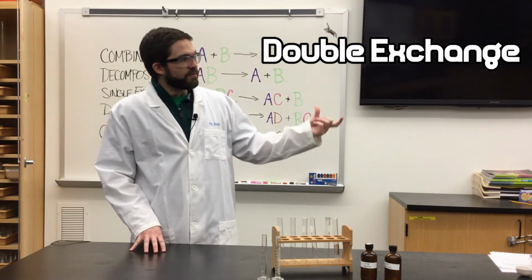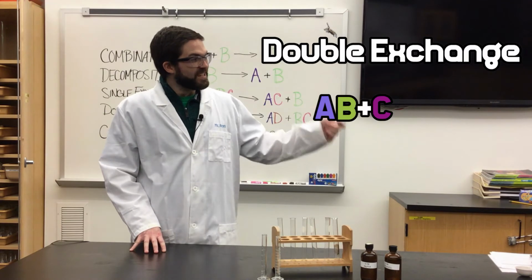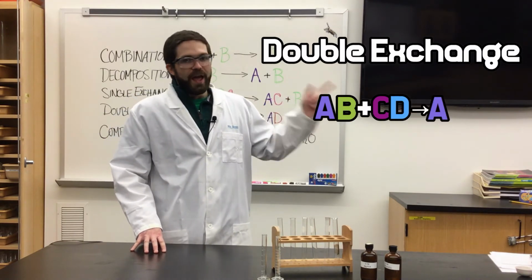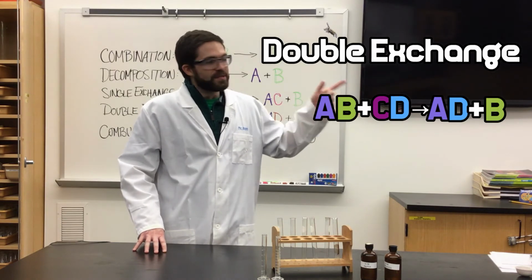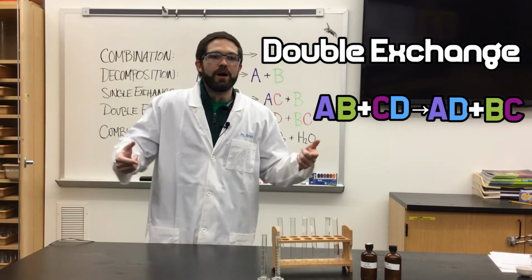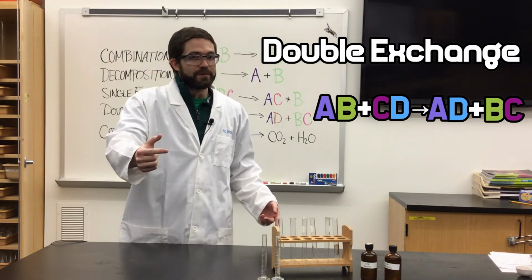So the format of this is AB, two or more elements in a compound, and CD, two or more elements in another compound, yields AD and BC. So they both swap partners and form new compounds, some of which are going to have different properties than our original compounds.